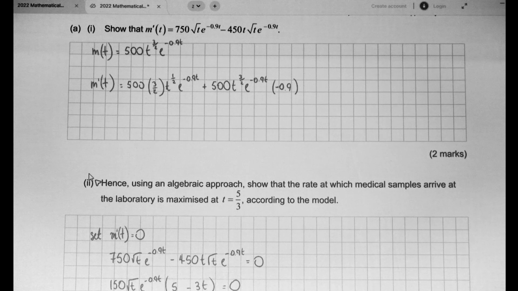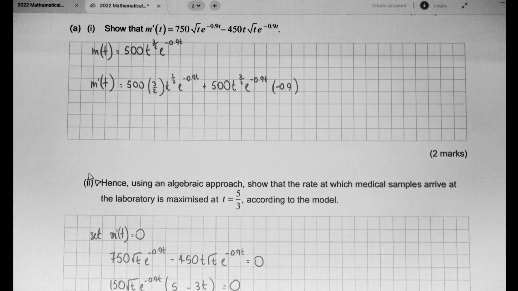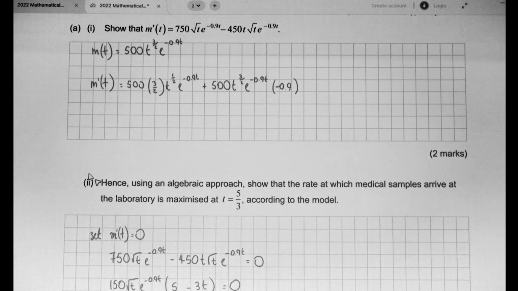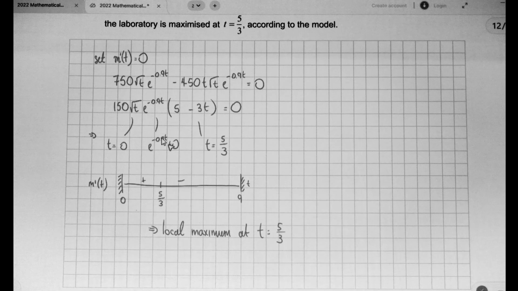Hence, using that given derivative, using an algebraic approach, show that the rate at which they arrive is maximised. So a sign diagram is needed here to show there's a maximum at that point. So they had to set the derivative to 0. They had to factorise to solve. If they divided through by t root t, whatever, they actually lost one of the solutions. T equals 0 is one of the solutions. So encourage them not to do division when they're doing these problems, but to use factorisation and the null factor law, so they don't lose any possibilities. They had to come up with 2 solutions.